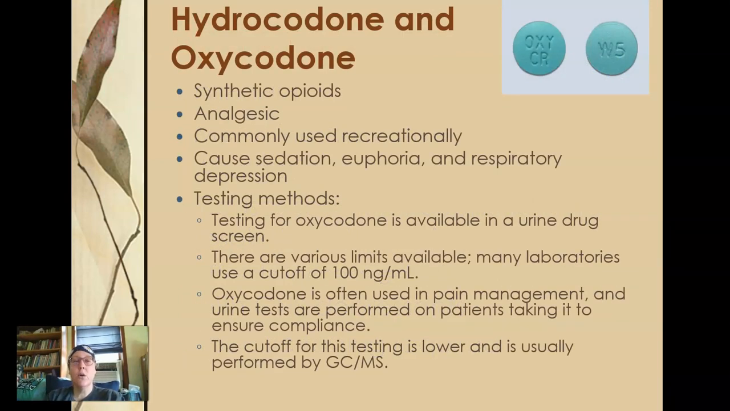Hydrocodone and oxycodone are also synthetic opioids. They are analgesics, so they are part of the opioid crisis. They are commonly used recreationally. Hydrocodone is also found in Tylenol 3 and stuff. Those prescriptions can be diverted and sold. It causes sedation, euphoria, and respiratory depression. It is also an analgesic, so it's pain control.